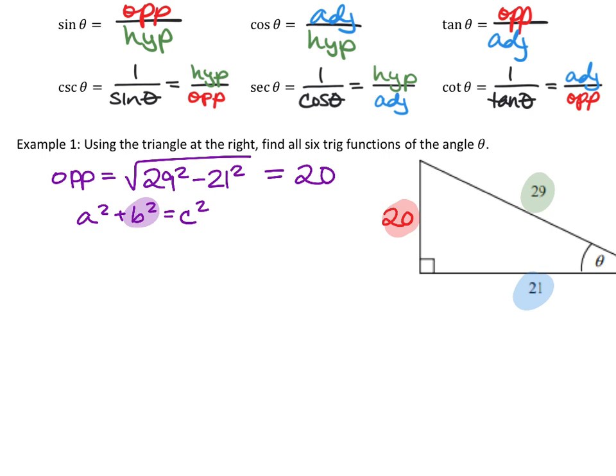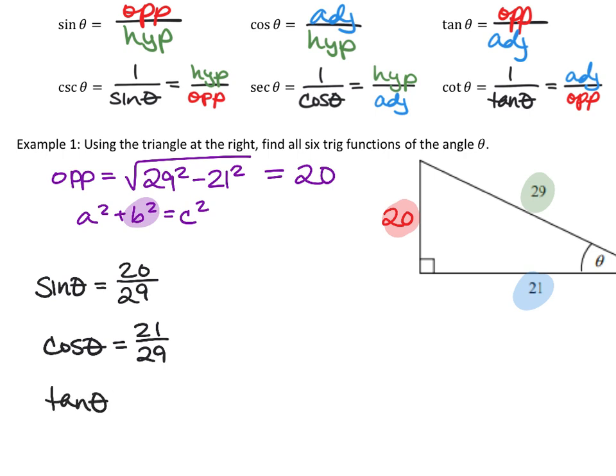With that information, we can do all 6 trig functions. Sine of theta is simply equal to the opposite over the hypotenuse. What length is opposite of theta? 20, and the hypotenuse is 29. So sine of theta is 20 over 29. Cosine of theta would be what? Adjacent, so yeah, 21 over 29, because that's the adjacent over the hypotenuse. And tangent of theta?